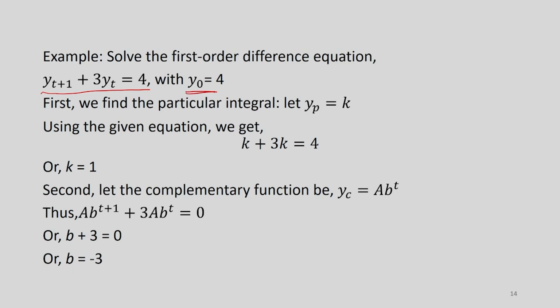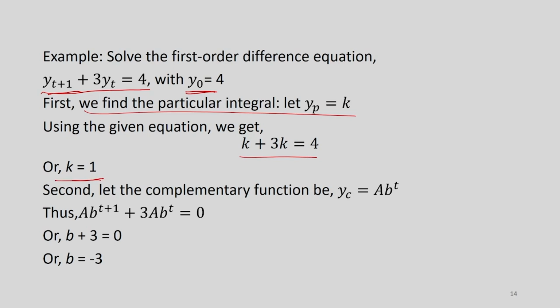All right. First, let us try to find out the particular integral. So, yp, that is the particular integral, let us suppose it is constant k. So, we substitute that here, k is not dependent on time. So, yt plus 1 and yt, both of them are equal to k. So, therefore, I have k plus 3k is equal to 4 or k is equal to 1. So, this is the particular integral.